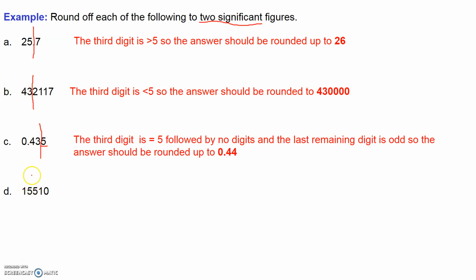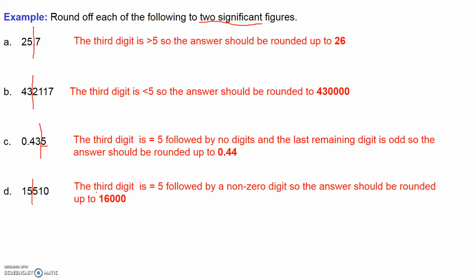We've got a big number here, 15,510. We're going to cut off after the 5, and this is a little bigger than 5. See, it's 510. So we're going to go up there, and that's going to become 16,000.